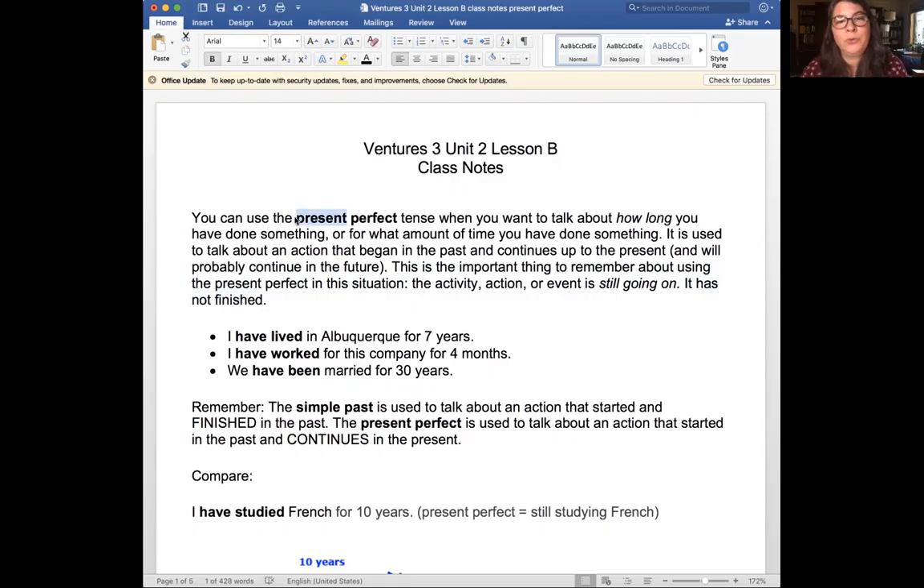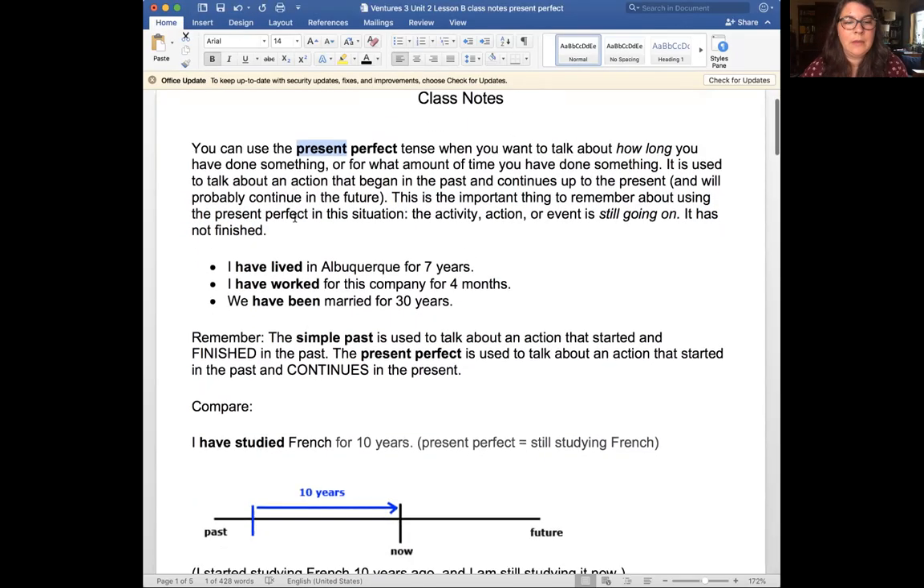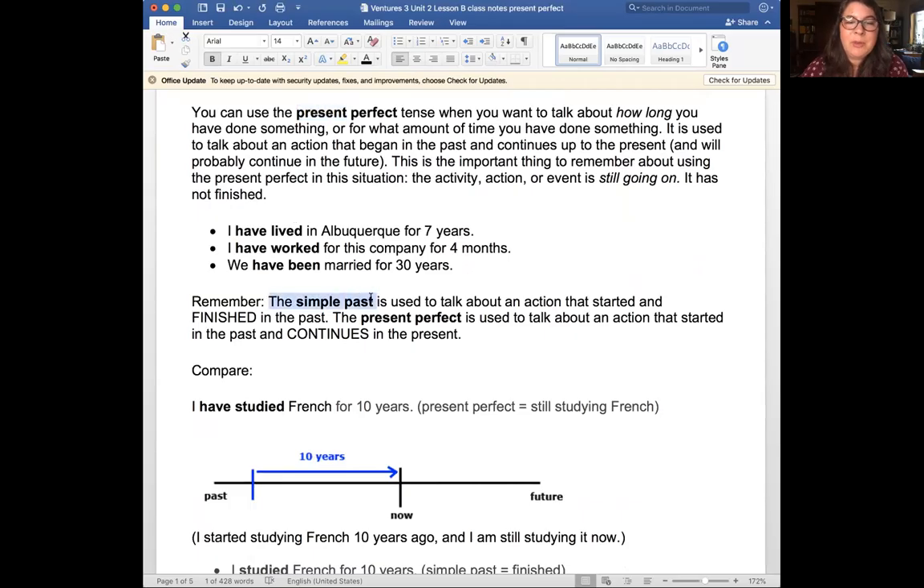It's still true now. Okay, we do use the simple past to talk about an action that started and finished in the past. Many students confuse this. So you need to ask yourself, is it finished? Then it's simple past. Not finished, present perfect. Present perfect is used to talk about the action that started in the past and continues to the present.